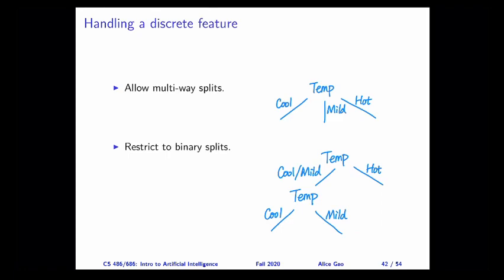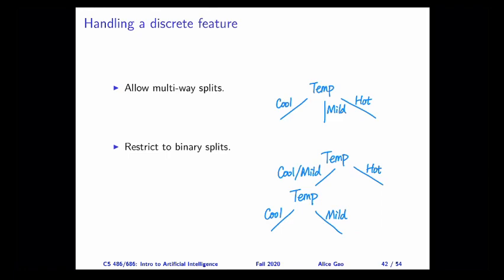In some sense, these two options are equivalent. We can always take a decision tree that has multi-way splits and convert it to another tree that only has binary splits. However, these two options do have their pros and cons. With multi-way splits, each split is more complicated, but the tree is shallower. With binary splits only, each split is simpler, but the tree tends to be deeper.